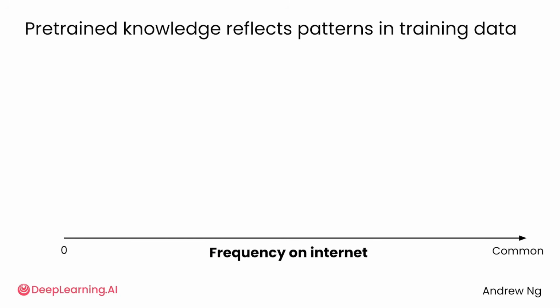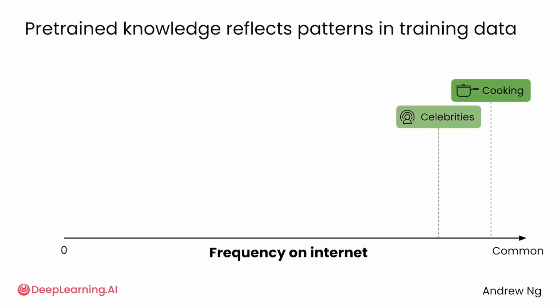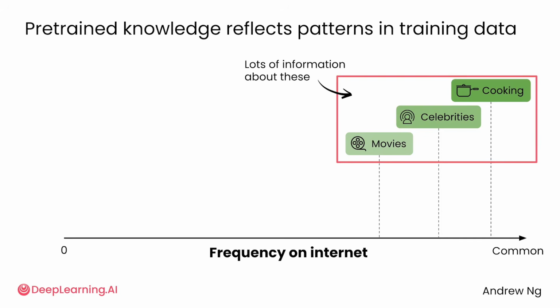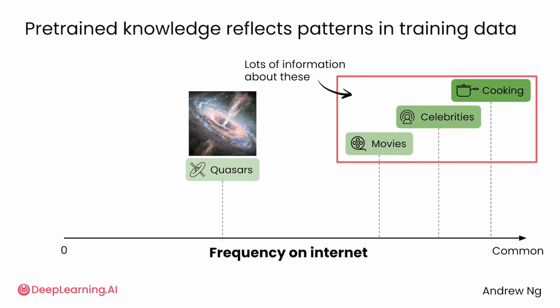Now, different types of data appear with different amounts of frequency on the internet. And so this pre-trained knowledge reflects the frequency or the patterns in the training data. For example, cooking is a very universal human experience, so there are a lot of articles on the internet on cooking. There are also a lot of articles online on celebrities, on movies, and so AI will have seen a lot of text on these topics. In contrast, there are more specialized topics like quasar, which is an astronomical term referring to really bright objects in the sky powered by supermassive black holes. I think they're fascinating, but there are just a lot fewer articles on quasars than on cooking on the internet.